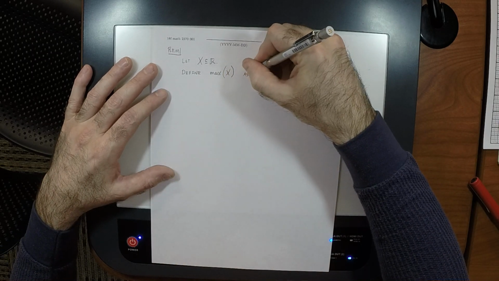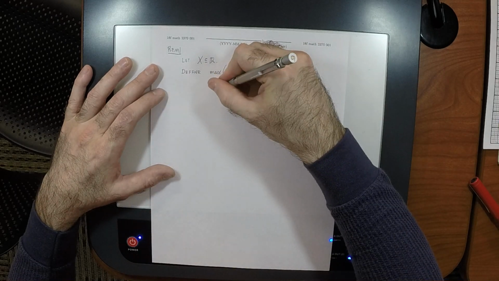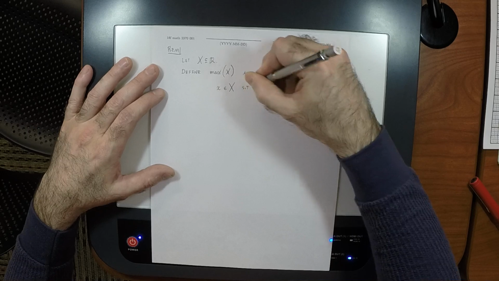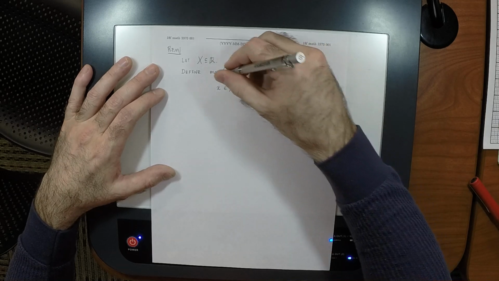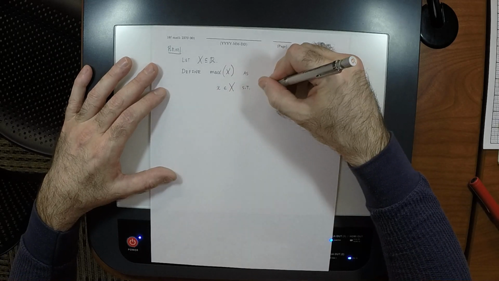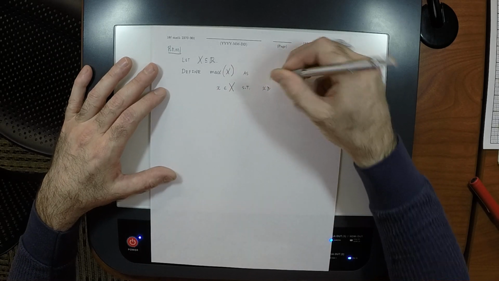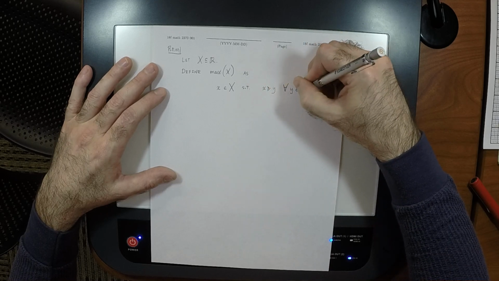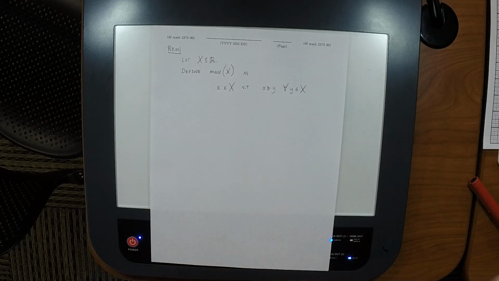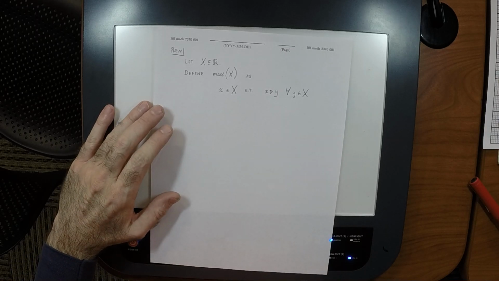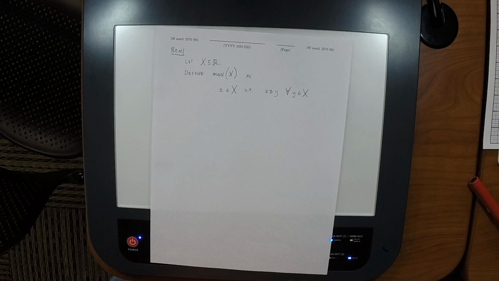an x, which is a little x in set X, such that x is greater than or equal to y for all y in X. So the maximum of set X is an element in set X, such that that element is greater than or equal to all other elements in set X.